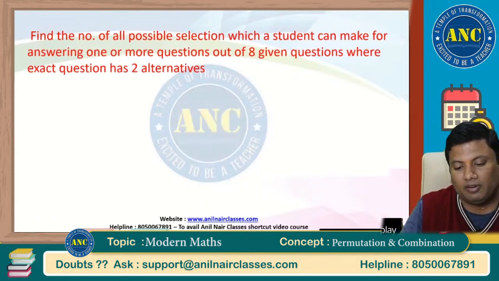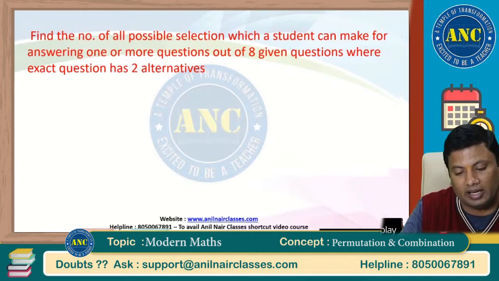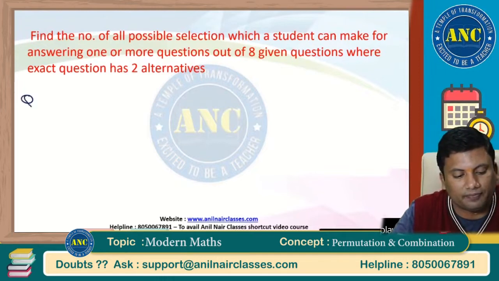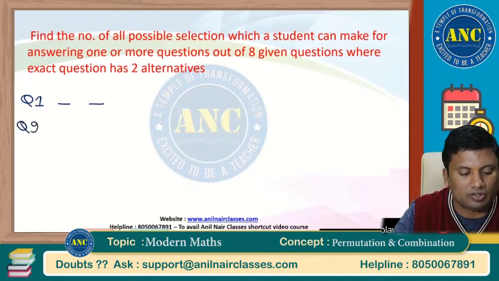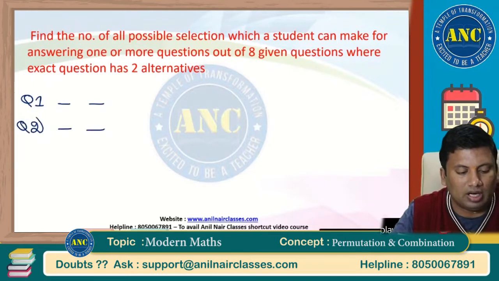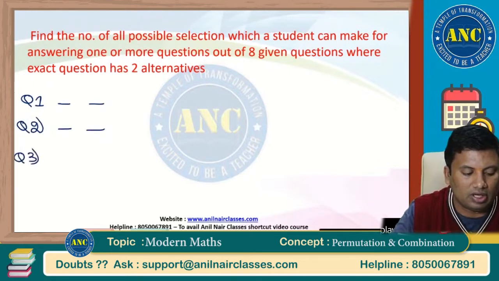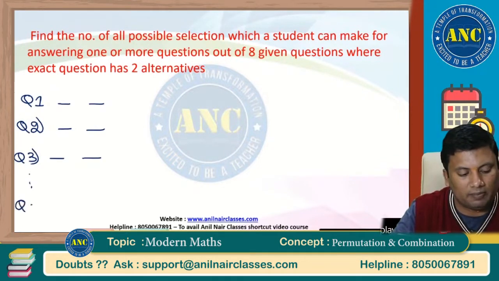Find the number of all the possible selections which a student can make for answering one or more questions out of 8 questions. Question number 1, there are 2 alternatives. Question number 2, there are 2 alternatives. Question number 3, there are 2 alternatives. Like that, question number 8, there are 2 alternatives.